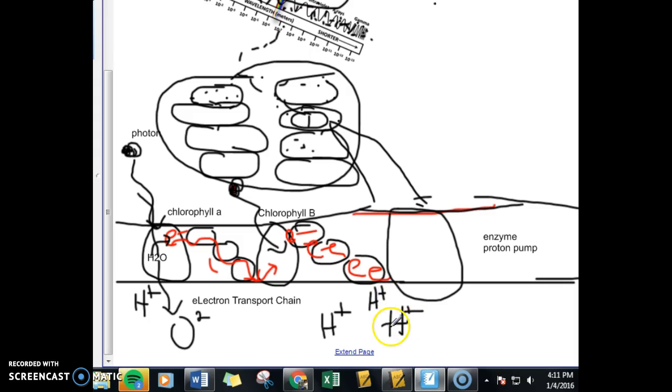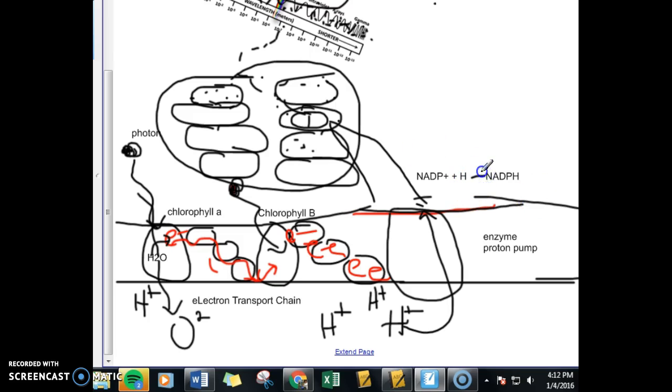And these protons, because really all that's left here is a proton, get pushed through this enzyme, this protein pump, and it gets combined with a couple of different things. So the biggest one is a molecule called NADP plus. And when it hits an H molecule, it will yield NADPH.